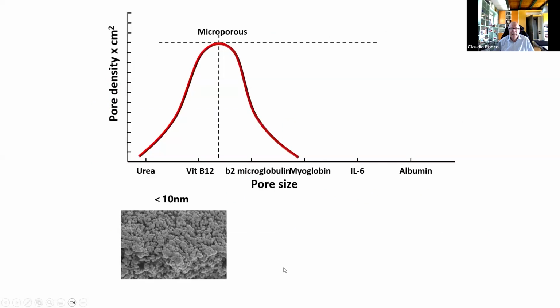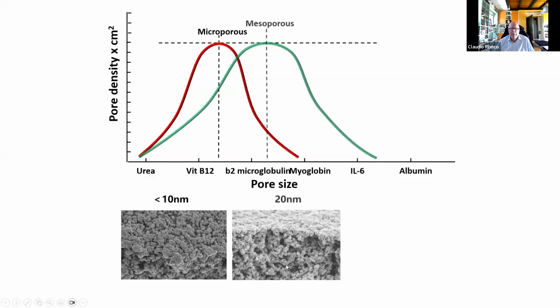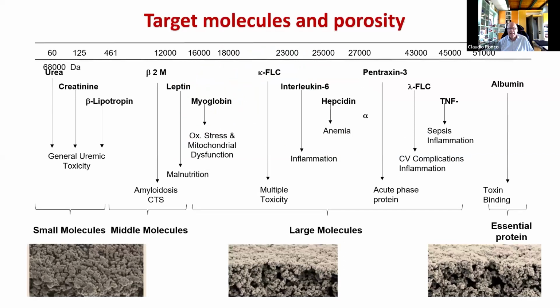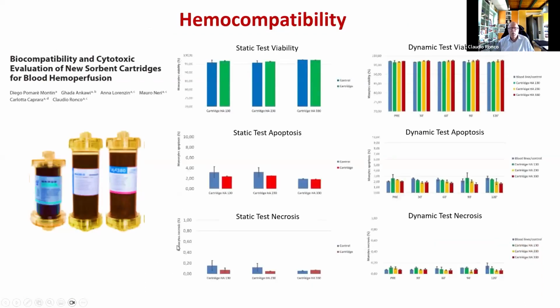So again, we see that we have microporous, mesoporous, and macroporous membranes, more or less with the same concept of the pores that we had elucidated before for dialysis membranes. And this has an impact on the target molecules. As you can see here, large molecules and essential proteins can mostly be removed by meso or macroporous structures, while microporous structures limit their action up to 15 to 20,000 daltons.